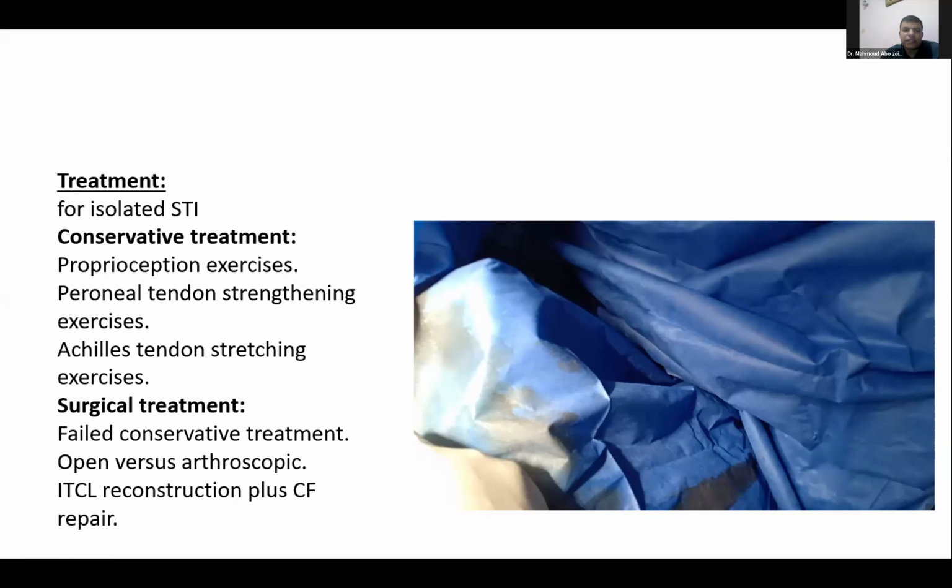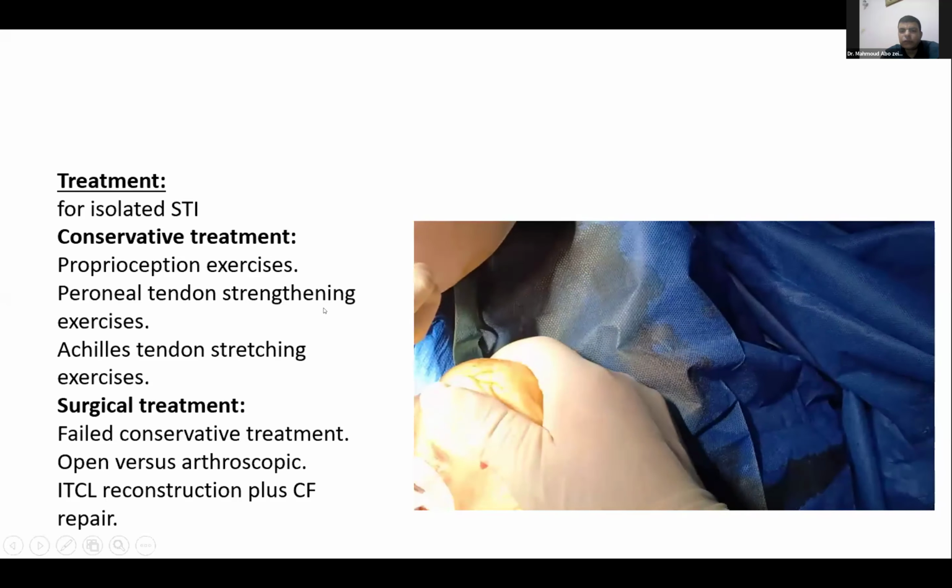Is it the interosseous calcaneal ligament, the cervical ligament, the calcaneofibular ligament? So in our surgical modality, we use interosseous calcaneal ligament reconstruction with a tendon graft plus calcaneofibular repair with anchor tensioning. We can see this intraoperative video.